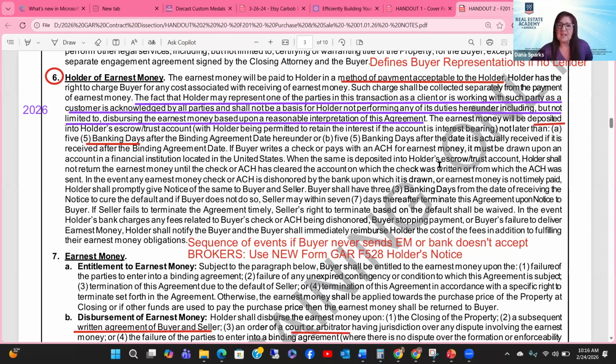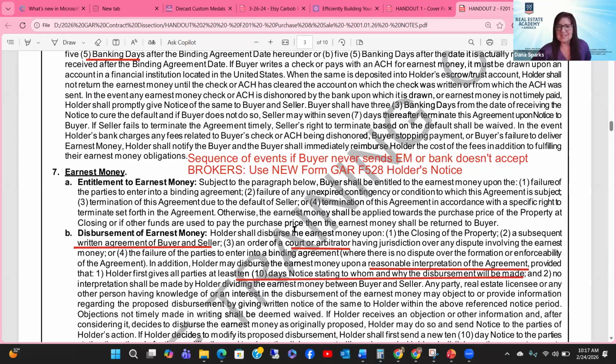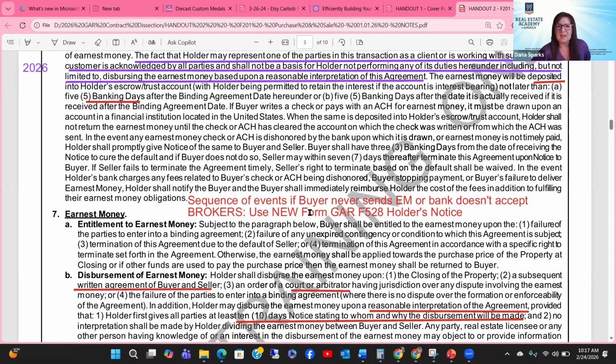The other one is to deposit the money. Well, when do we have to deposit it? The holder has 5 banking days after the binding agreement date, or 5 banking days after the date the money is actually received, to make that deposit. And then the rest of this paragraph talks about what happens if the buyer never sends the earnest money or the bank doesn't accept the earnest money. Well, this paragraph spells all that out.